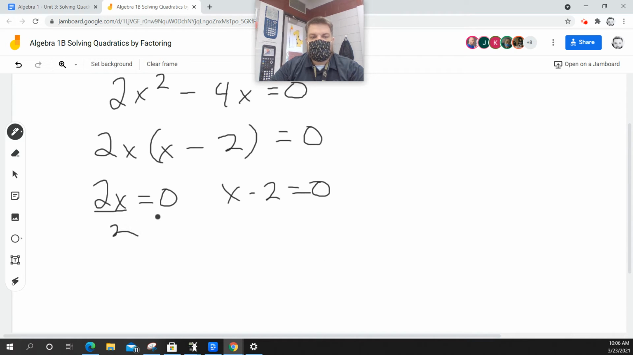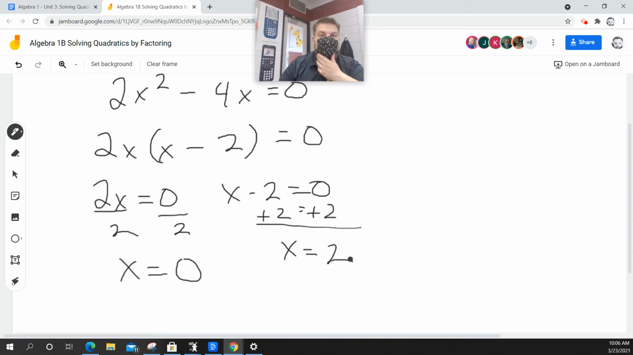Divide both sides by 2 over here, and I get x equals 0 divided by 2, which is just 0. Over here, I'm going to add 2 to both sides, and I get x equals 2. How can I verify this?